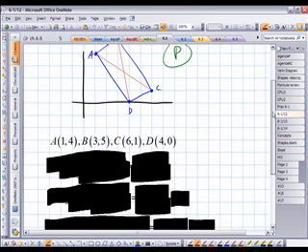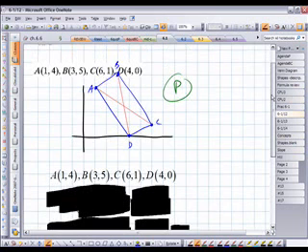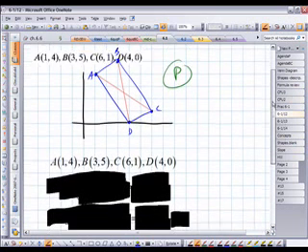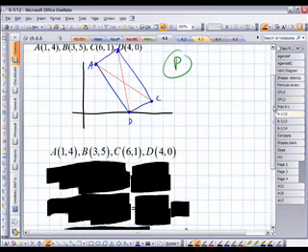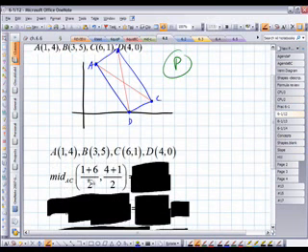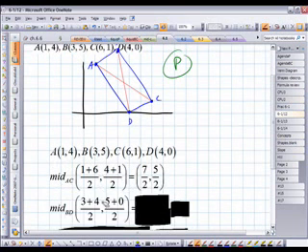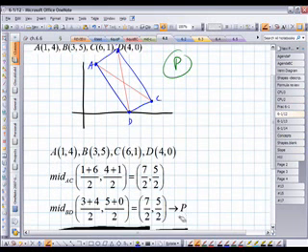Okay, here we have what looks like it's probably a parallelogram, maybe a rectangle, we're not sure. I recopied the points down here, and again we're going to do the diagonal method. So I've got the midpoint of AC, it's one diagonal, and I get 7/2, 5/2. Then I'll do the midpoint of BD. So I add x's, add the y's, divide by 2, 7/2, 5/2, so I know it's a parallelogram.